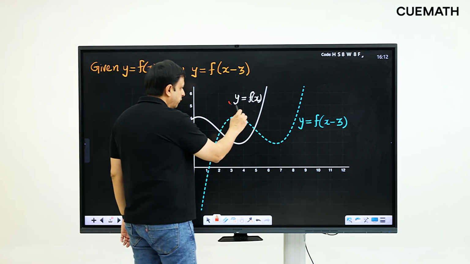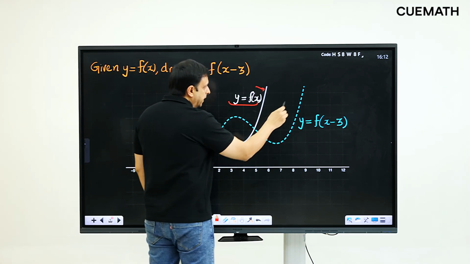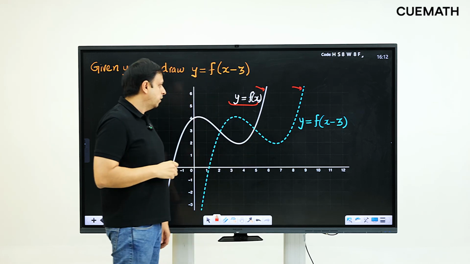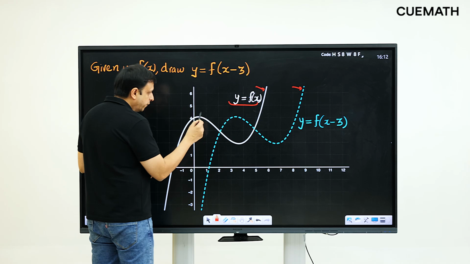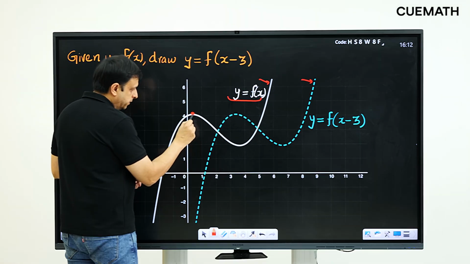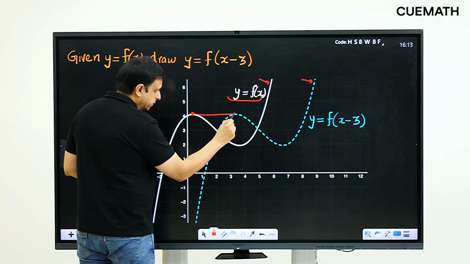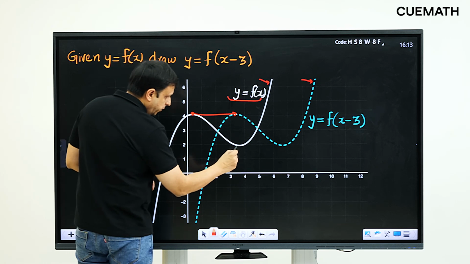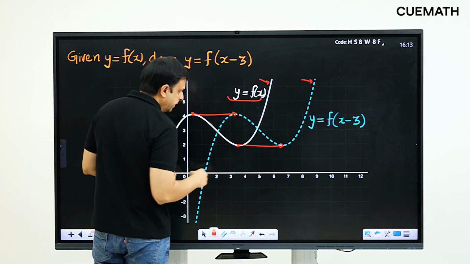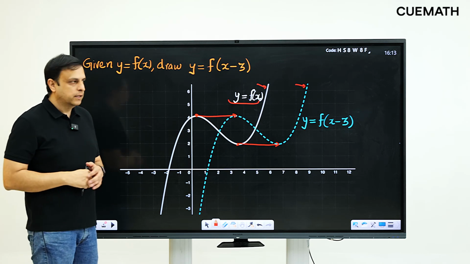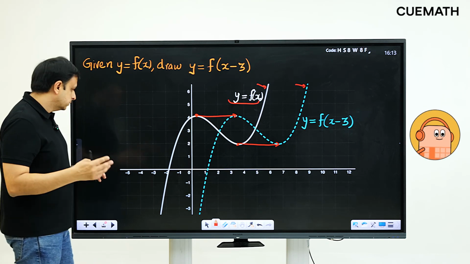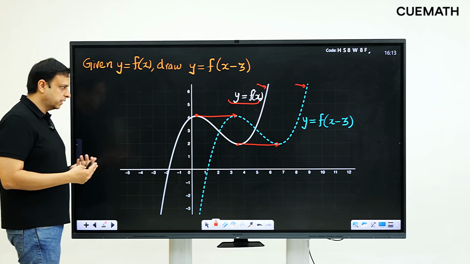This is my graph of y equal to f of x, this one, and this dotted curve here is the graph of y equal to f of x minus 3, and you can see that every point has shifted 3 units to the right. So, if you see this point here, you see this has gone over here, and this point over here, you can see this has gone over here. So, there has been a 3 units right shift in a horizontal manner of the original graph. So, that is what we mean by horizontal shifting.